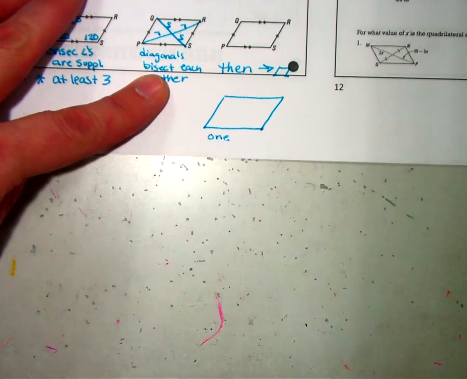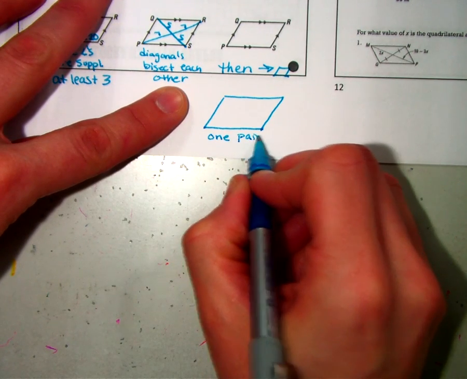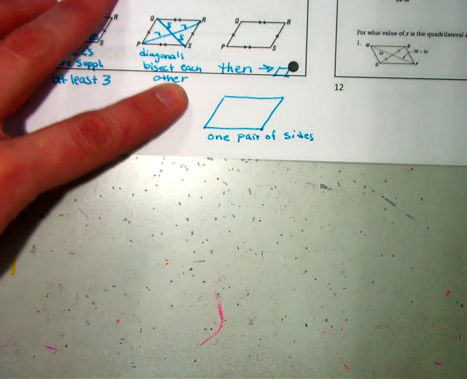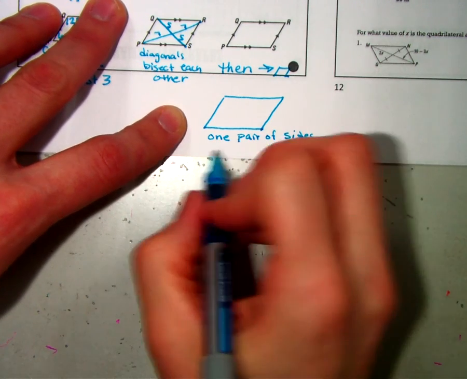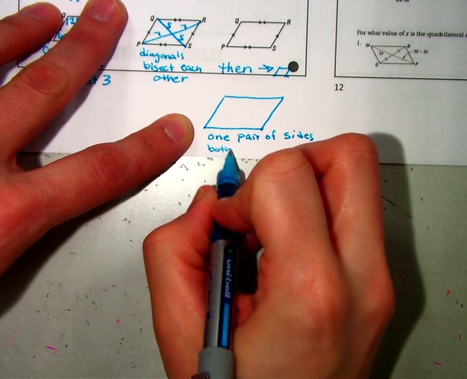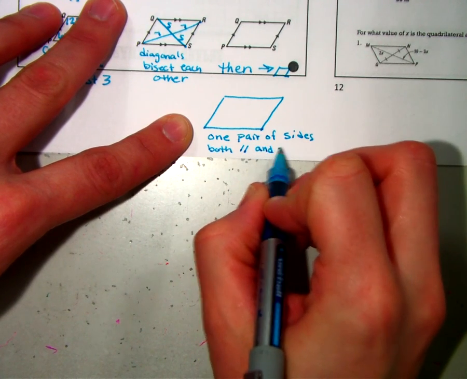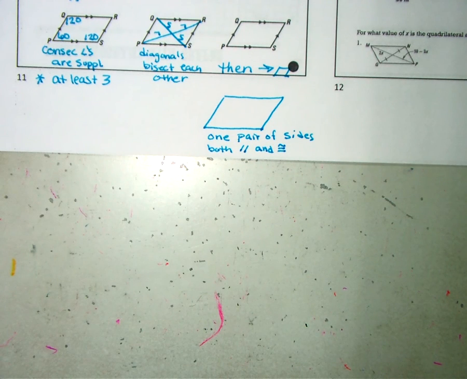If you have one pair of sides, one pair of sides that has both parallel markings and congruent markings, that is also going to force it to be a parallelogram. Okay, let me show you what that looks like.